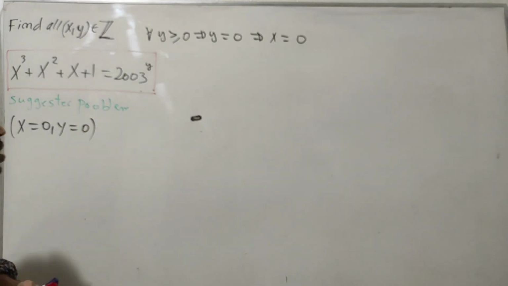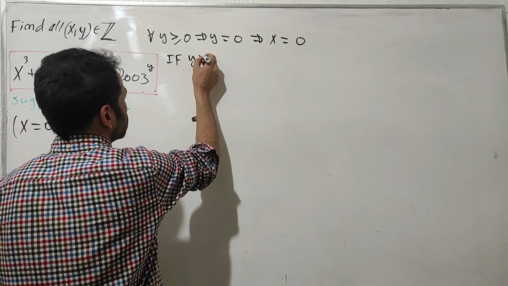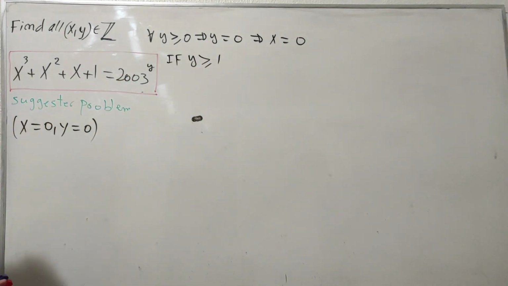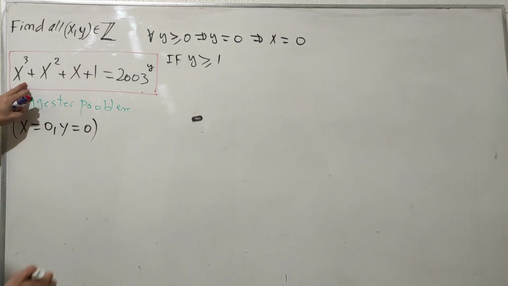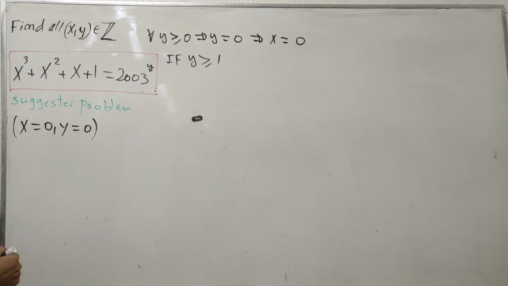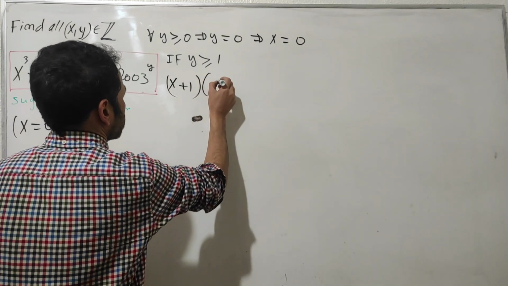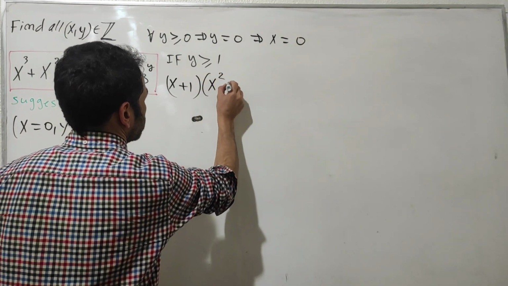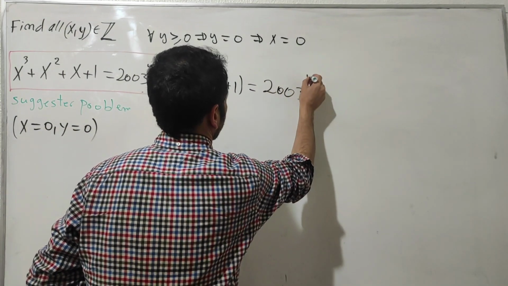Now let's check if y is greater than or equal to 1. I'm simply going to factor the left side. I get 4 terms here, and I'm going to take every 2 terms together to make x plus 1 a common factor. We end up with x plus 1 factor x squared plus 1 which equals 2003 all raised to the y as a power.